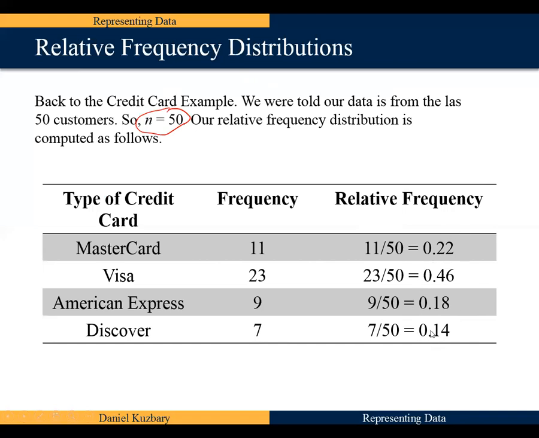So what this tells us is, rather than saying there's 23 Visas in the data set, that in the data set, 0.46 of the whole is Visas. Or you could say it another way: 46%, we have the decimal to 2 places, of the data are Visas, and 18% are American Expresses. So that's actually kind of a nice thing to be able to say.